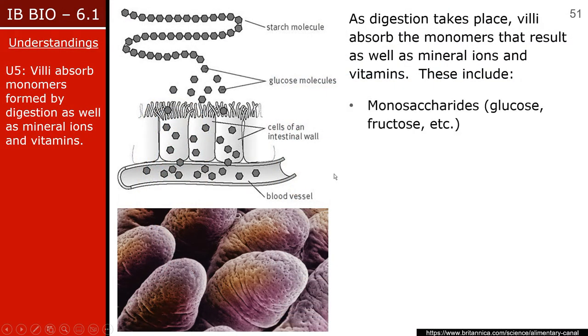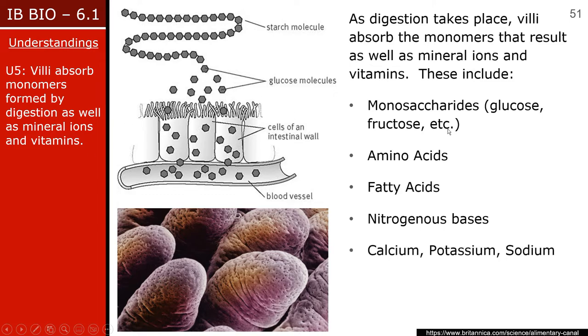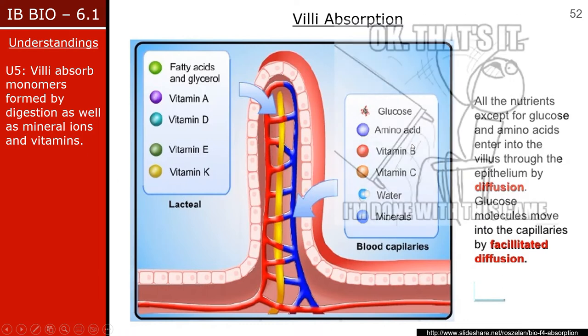So as digestion is taking place, remember that your polymers are being digested into those monomers. So that's by enzymes like amylase, lipase, and proteinase. And those polymers cannot cross these barriers. They have to be broken down into the monomer size in order to be able to cross.